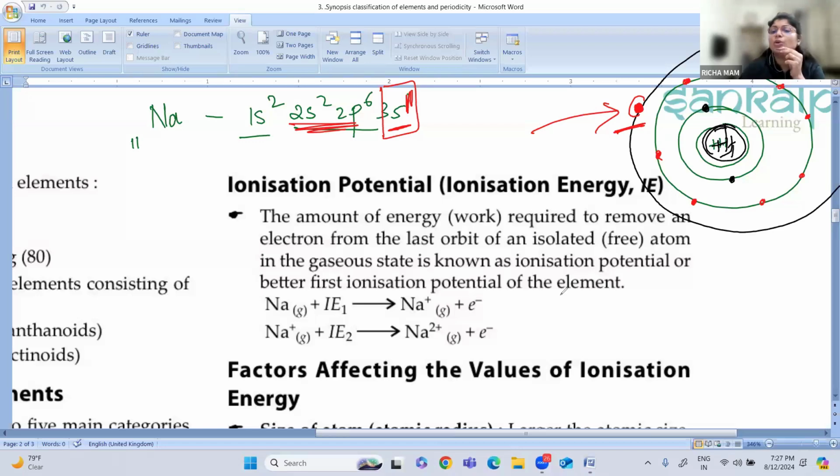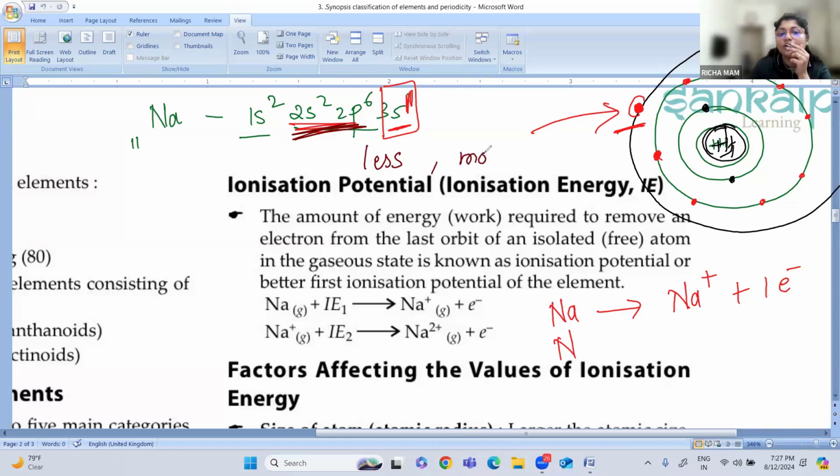Now, when this one electron is removed, that means the electron is lost. So we write Na plus and 1 electron. Now, if I want to remove one more electron from the next shell, can you tell me whether the energy required will be less or more? Can anybody tell me the energy required to remove the electron from the next shell?